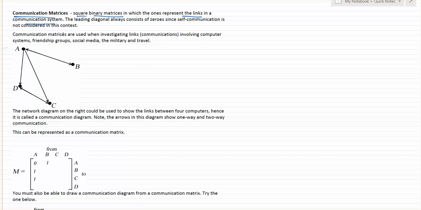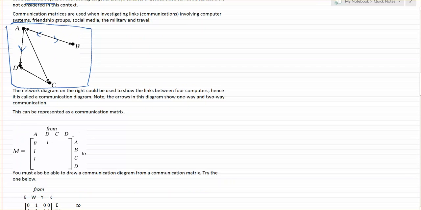Here's an example of a network diagram. We would have done some of these in exercise 11A. You note that some of these communications are only one way. You might be able to go from A to D, but it can't go from D to A. But some are two-way. So A to B, A can go to B, and B can go back to A. So we want to represent this in the matrix.